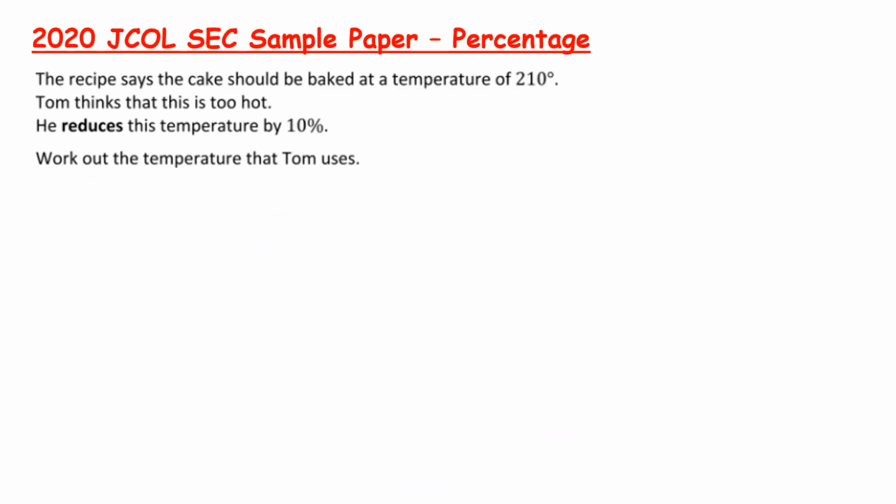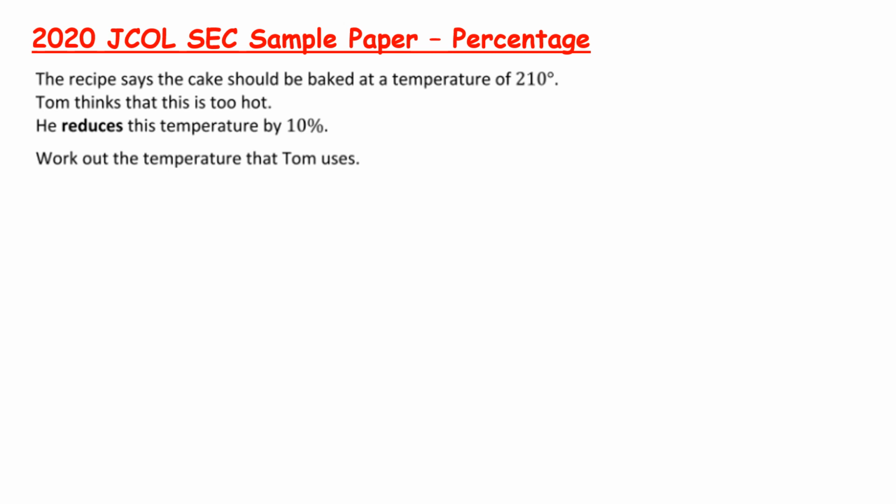So let's look at another ordinary level question. This is from the 2020 SEC sample paper. The recipe says a cake should be baked at a temperature of 210 degrees. Tom thinks that this is too hot. He reduces the temperature by 10%. Work out the temperature that Tom uses.